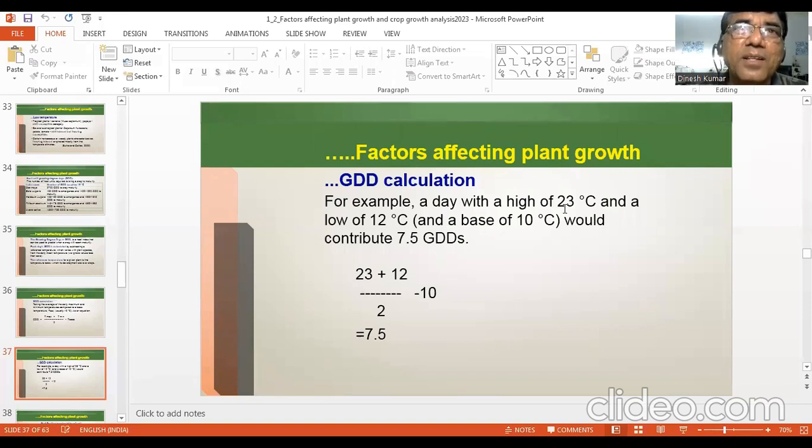Suppose the whole requirement is 1500 degrees and one day you are getting 7.5. So you can divide the requirement by the growing degree days received in 1 day, and you can calculate the duration of the crop.